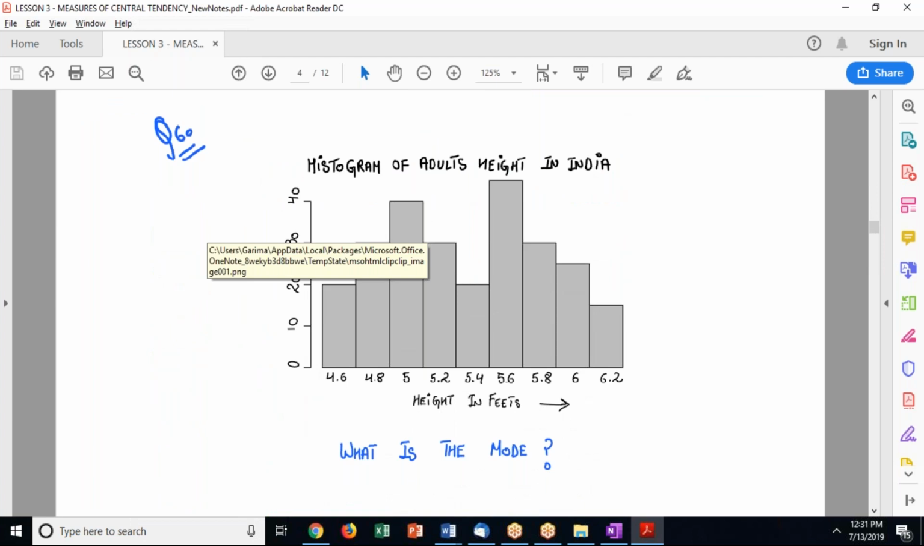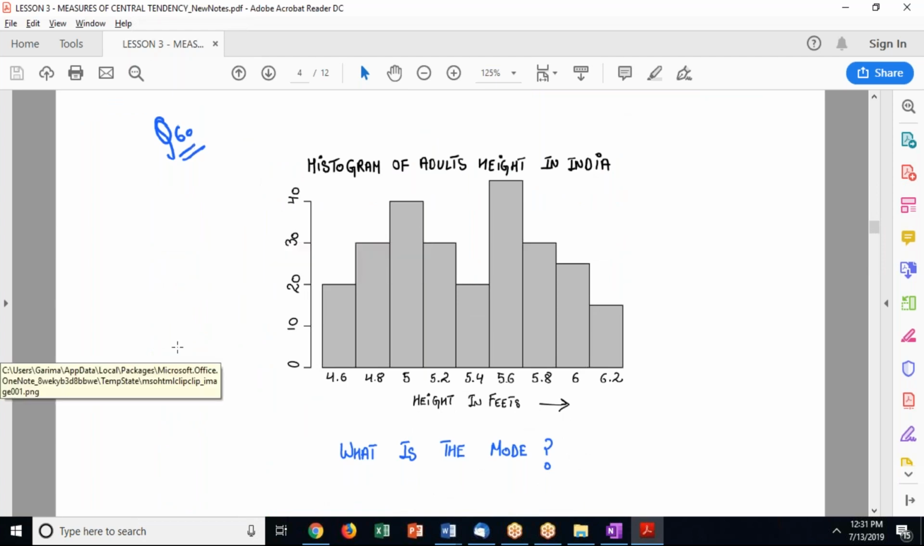All right. In this case, histogram of adults' height in India. I've taken adults in India and they've taken their height. Now, what is the mode in this case? Take each bin as that particular value. I know we talk about range, but for now, just take it as that single value. So 5.6.